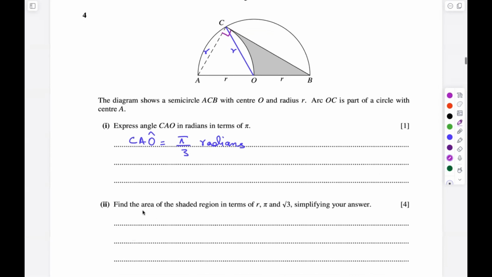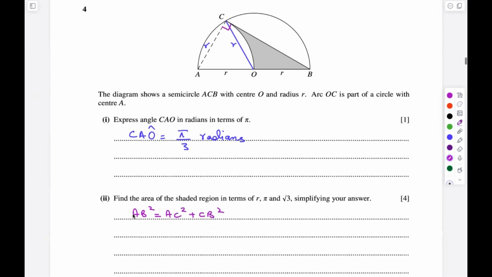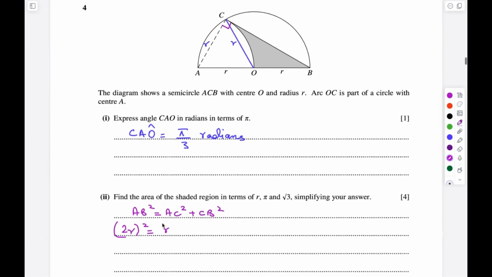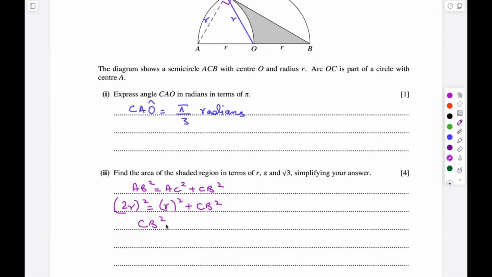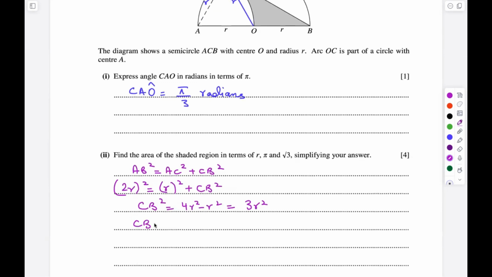Applying Pythagoras theorem, we can write that AB squared will be equal to AC squared plus CB squared. So AB squared is 2R whole squared. AC is R, so this will become R squared, and this will be CB squared. So CB squared will be equal to 4R squared minus R squared, which will be equal to 3R squared. And now finding the square root, CB will be equal to square root of 3R squared. We know that the square root of R squared will become R, so we can write this as square root of 3, and we can write R outside the square root.